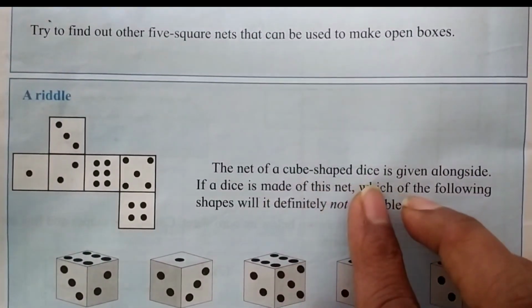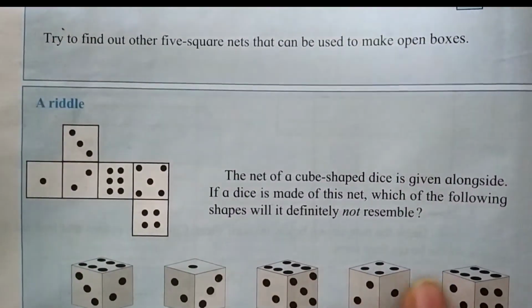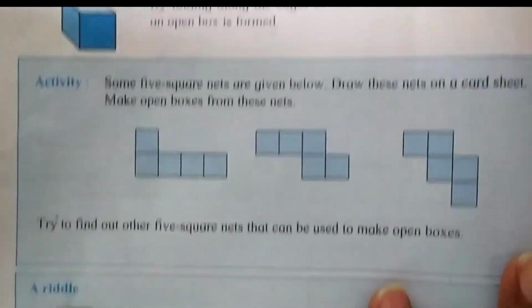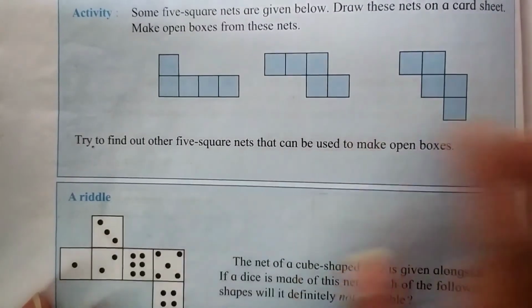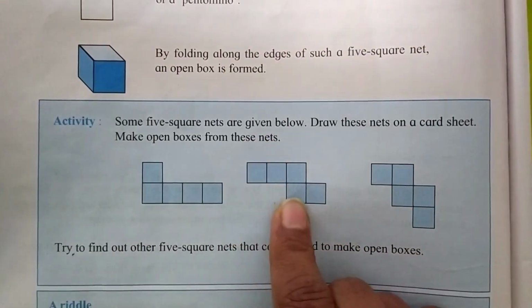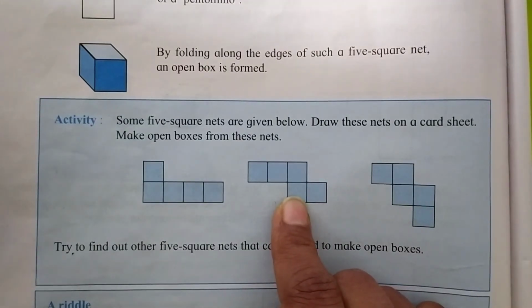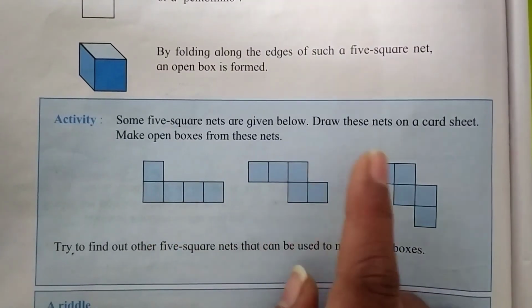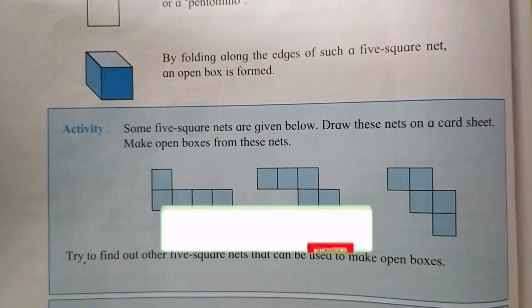You can find a riddle. The net of a cube shaped dice is given alongside. This type of dice is also formed by a net. Read this. Here is one riddle for you, and some 5 square nets are given here. Draw these nets on a card sheet. Make open boxes from these nets. You have 3 shapes here. Draw these nets and make open boxes from them.